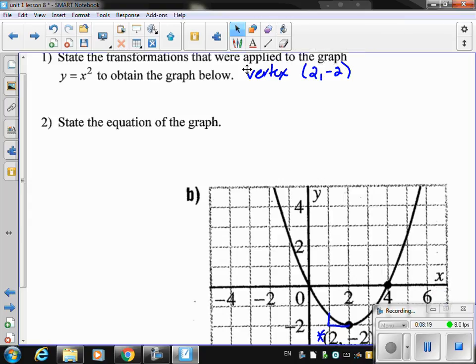So I'm going to check one more step. From the vertex, my next point would normally be over 2, up 4. And this time, it's over 2, up 2. So all of that step pattern has been halved. My A value is positive because it's upward, but the steps are all a half. It has been compressed, factor 1/2.